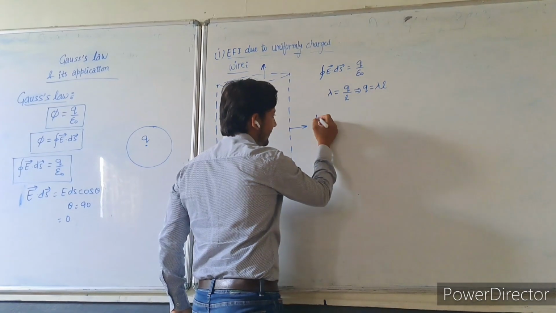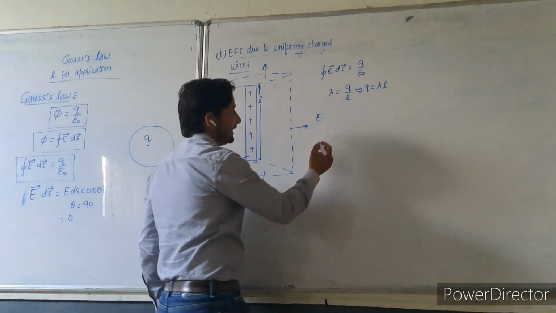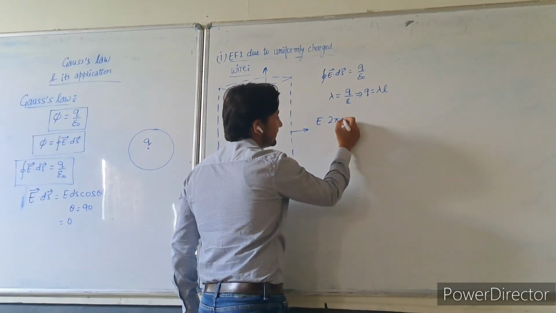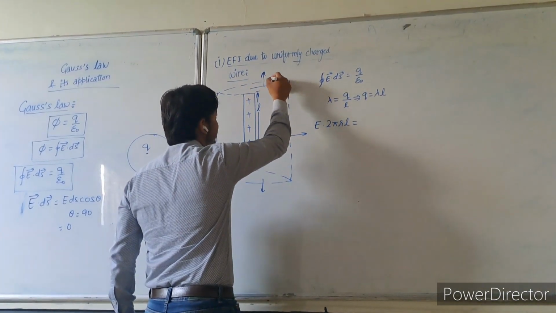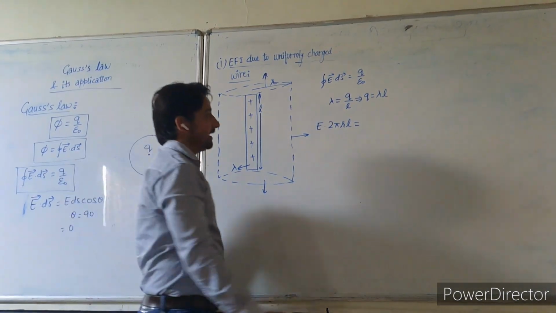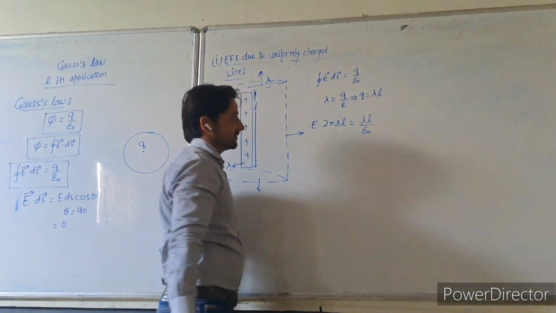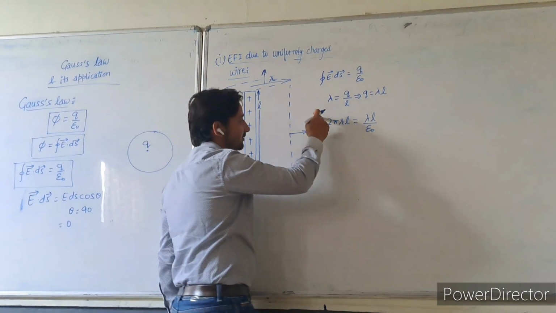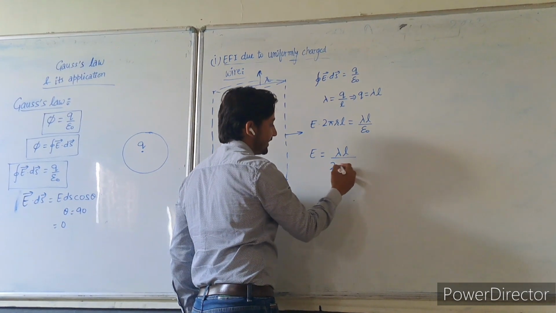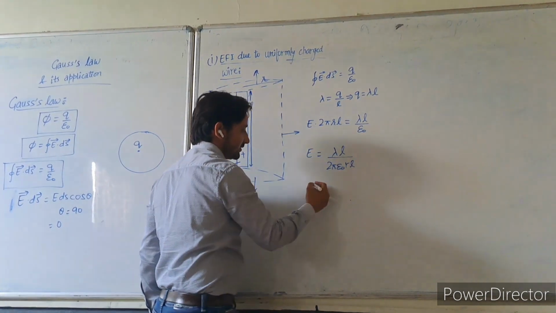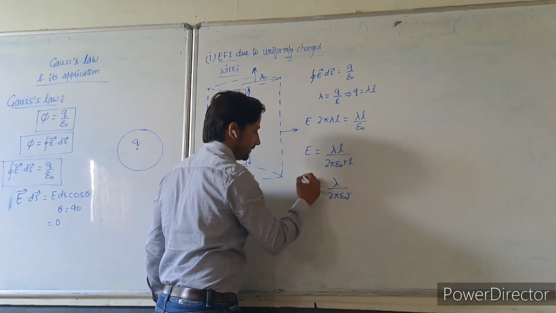So ds, the area of this curved part, is 2 pi r L, as we know that the CSA of a cylinder is 2 pi r L. This r is the radius of the Gaussian surface, and in case of q, I will write lambda L over epsilon naught as it is. Now I have to find the value of this E. So E equals lambda L over 2 pi epsilon naught r L. So it can be written like lambda over 2 pi epsilon naught r.